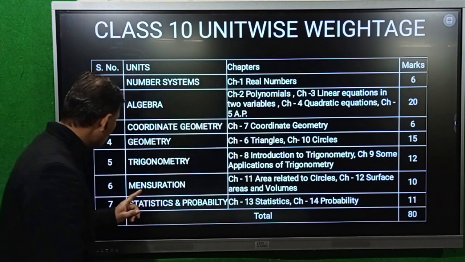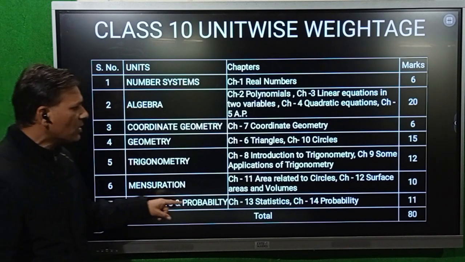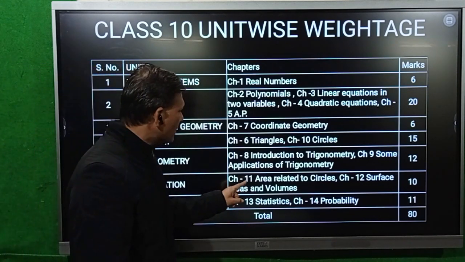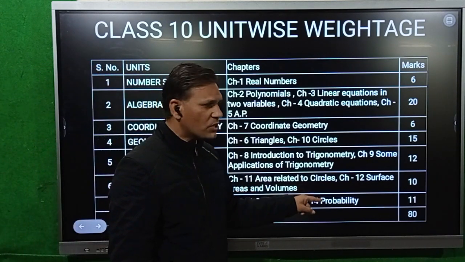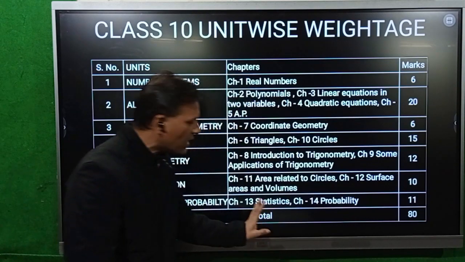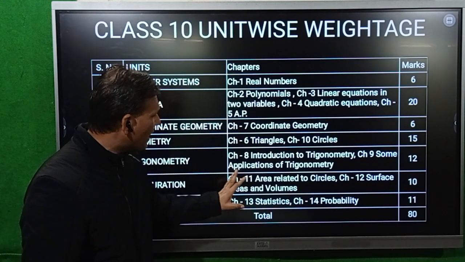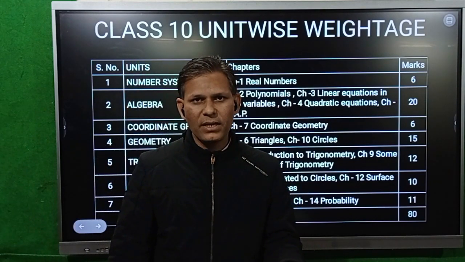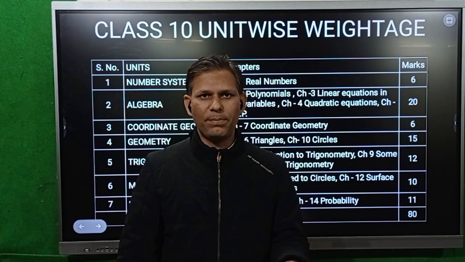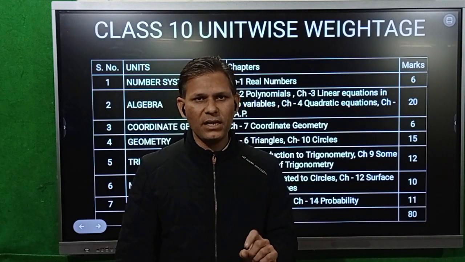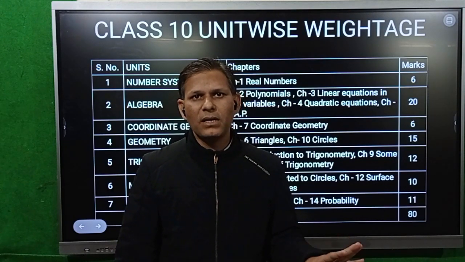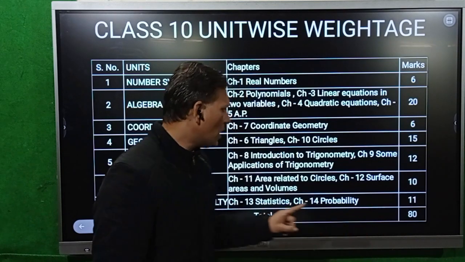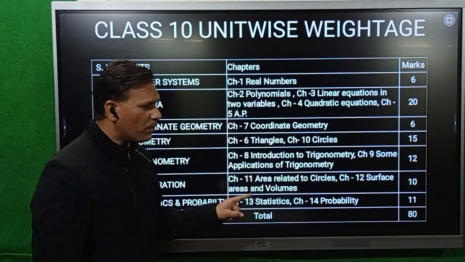And now the next unit is unit 6, mensuration. There are 2 chapters: chapter 11, areas related to circles, and chapter 12, surface areas and volumes. Chapter 11 contains only two concepts, the sector formula and the segment formula. Apart from these, there is one more simple formula, the arc length formula. So now you have to prepare the arc length formula also.